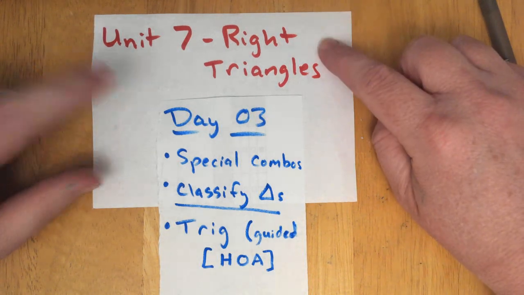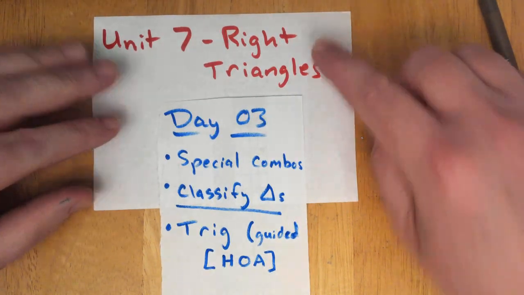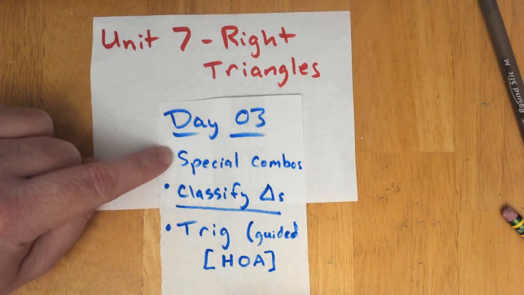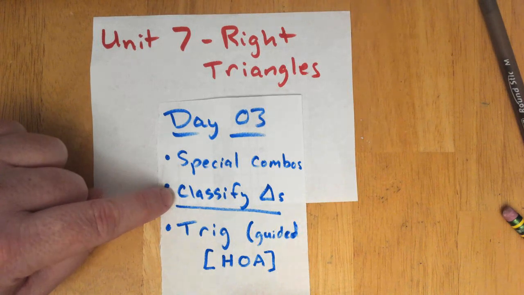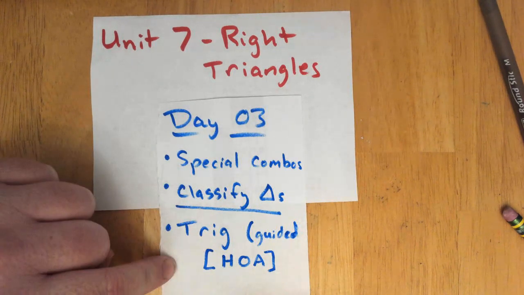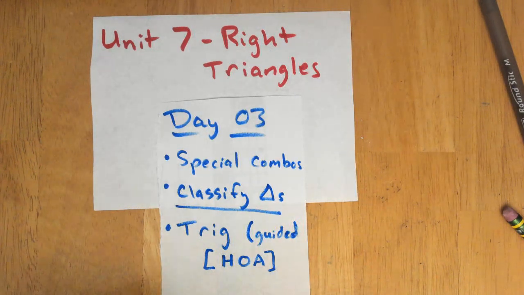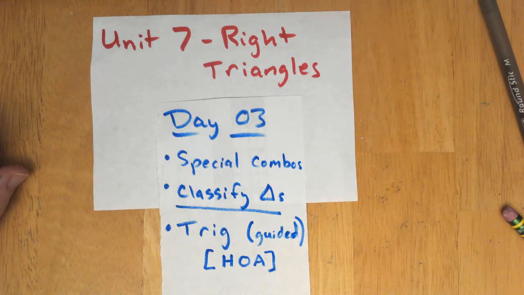Today we are doing special right triangles, so we're continuing Unit 7. Day 3 would be about special combos, so that's going to be our warm-up. We're going to classify triangles, that's something new today, and we're going to start trigonometry. So it's going to be a guided lesson on HOA, just labeling hypotenuse, opposite, and adjacent. All right, let's get this going.